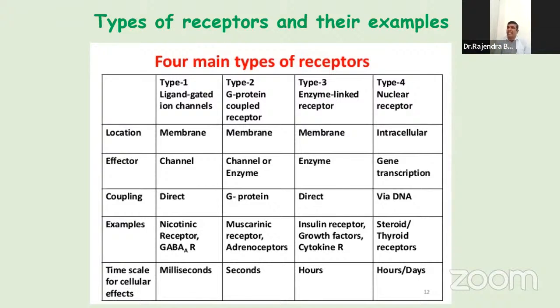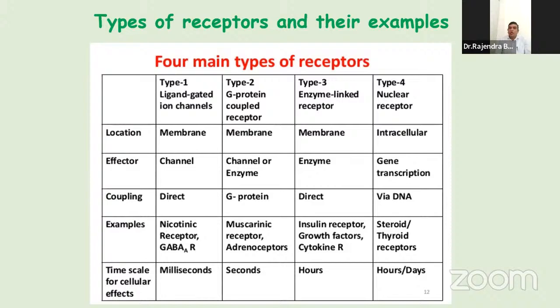This is nicely explained in Rang and Dale. What are the examples of the type 1 receptor? The nicotinic receptor, which is divided into NN and NM. Then the GABA-A receptor. The example of the GABA-A agonist is muscimol and thiomuscimol. The NN agonist is PTMA, phenyltrimethylammonium. So these drugs activate these receptors.